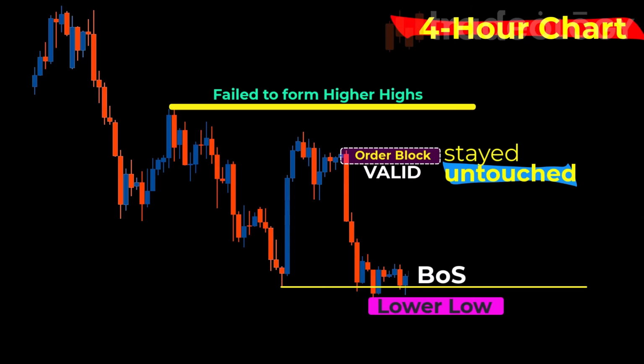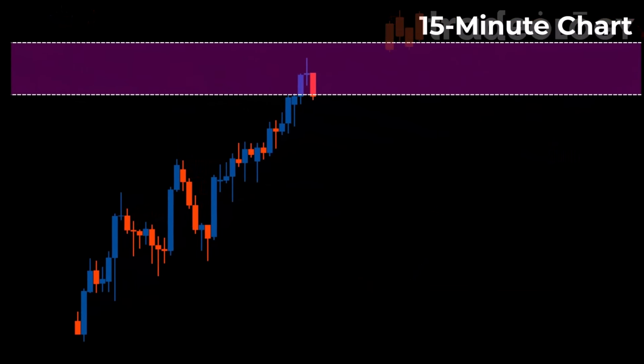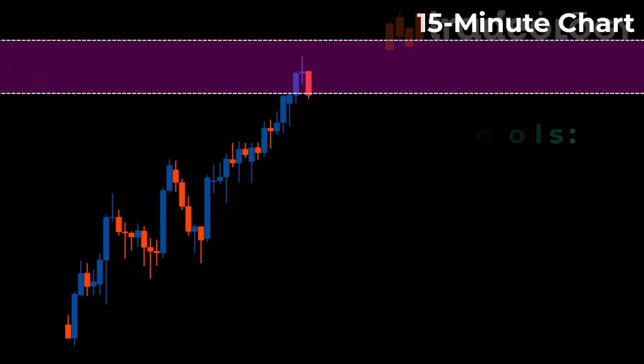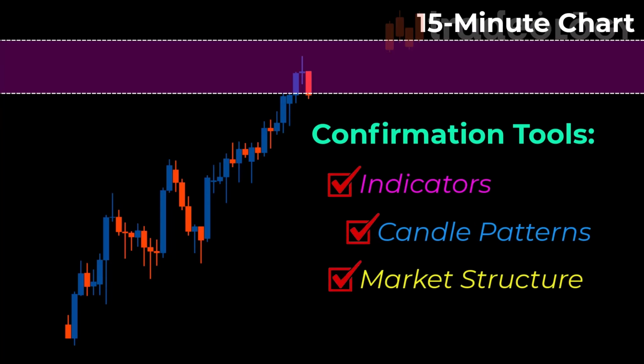Now here's the news. Wait for price to pull back into that bearish block. Once it does, it's time for confirmation. Drop down to a lower time frame like the 15-minute chart and look for bearish momentum. You can use confirmation tools like MACD, candlestick patterns, or structure shifts.